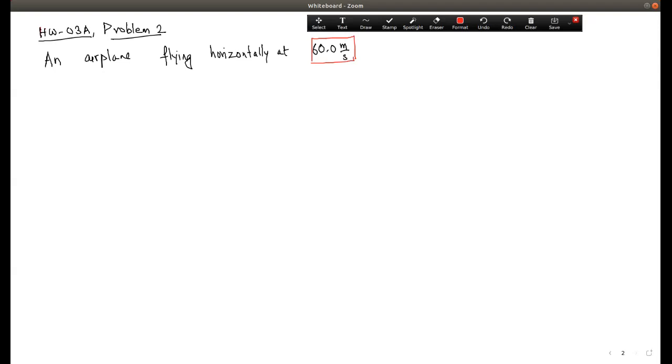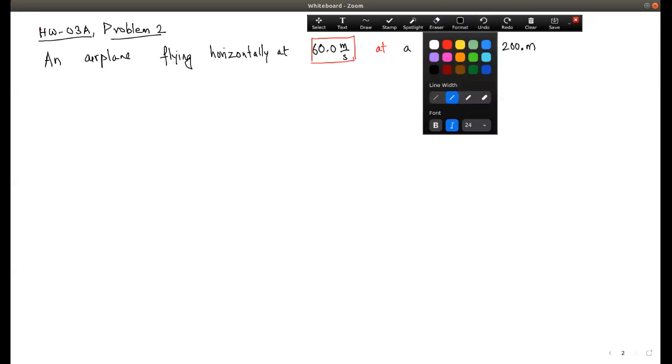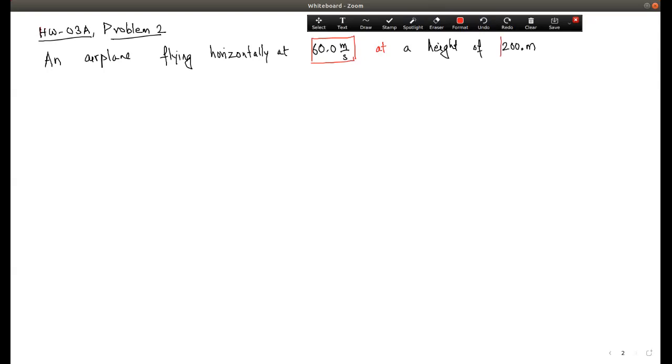It was at an initial height, so at a height of, let's say 200 meters. So again, in your problem this is 300 meters. So I've changed that to 200 meters so that it's slightly varied from what you have.